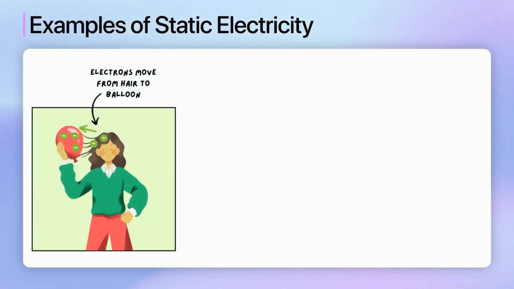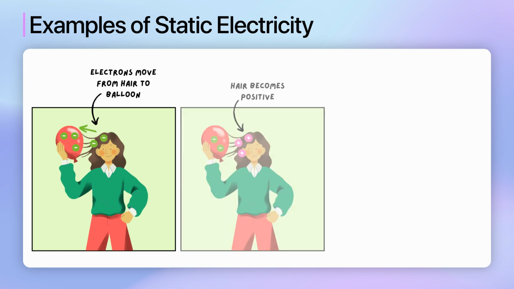The example we mentioned at the start of the lesson, a balloon sticking to a wall, is very similar to this. When you rub a balloon against your hair, static electricity is generated. This occurs because the friction between the balloon and your hair causes electrons to be transferred from your hair to the balloon. As a result, the balloon becomes negatively charged, since it gains extra electrons, and your hair becomes positively charged, since it loses electrons.